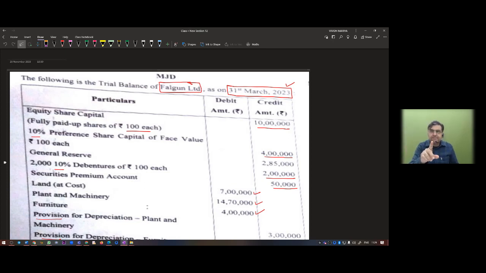You get a minute to remember the statement of profit and loss account. You get a minute to revise it. Get back to me. Get the points clarified.